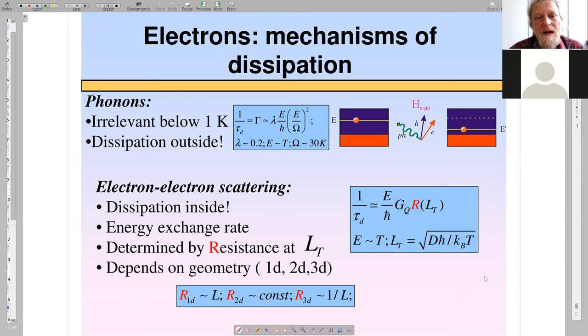Also, the dissipation due to emission of phonons scales as the third power of the effective electron energy. This is due to the fact that the less the energy of the phonons, the fewer phonons we have. The density of phonons goes down as a function of energy. What does it mean? It means that below 1K, say, interaction with phonons becomes irrelevant.